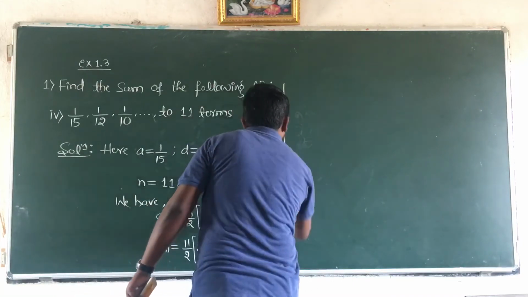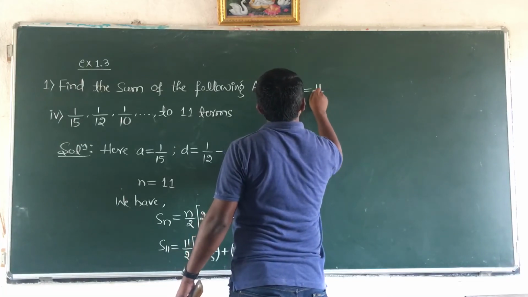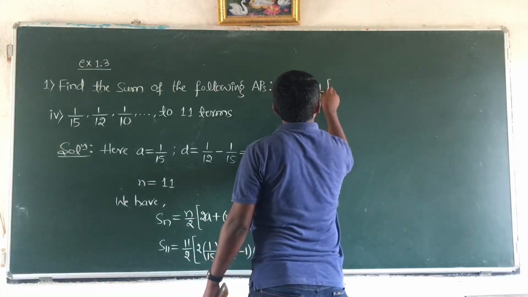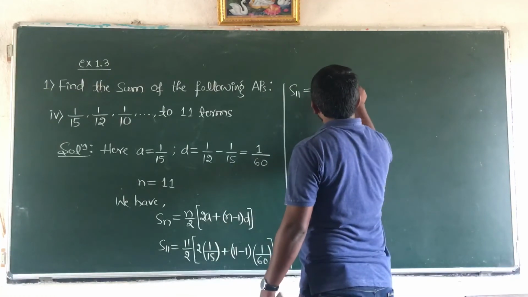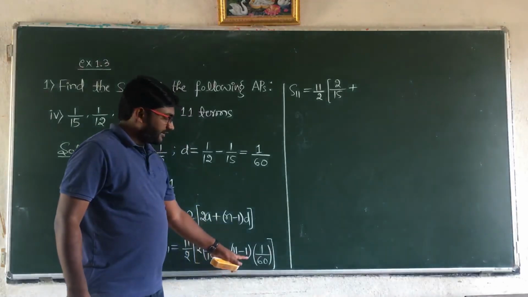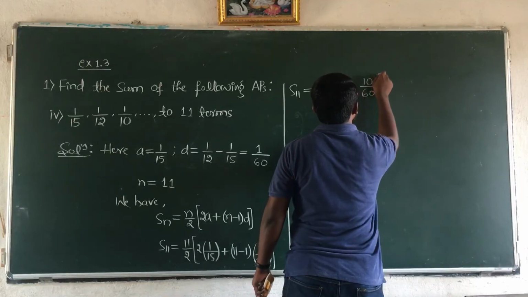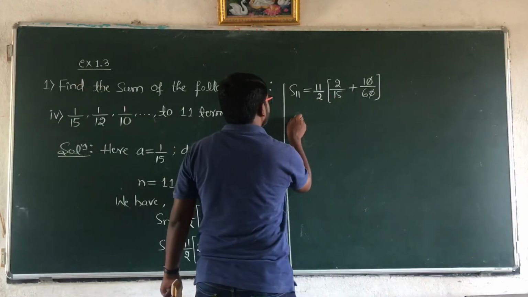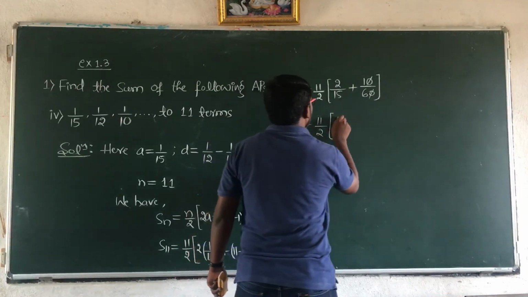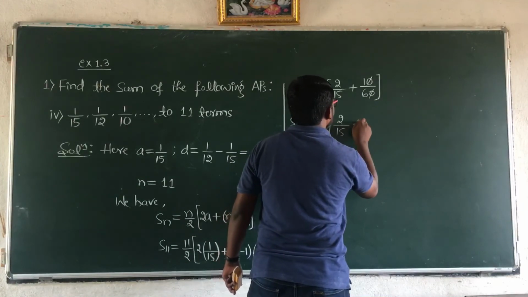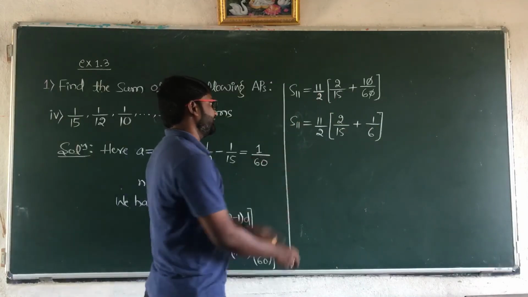So let us simplify this further. S11 is equal to 11 by 2. Inside the bracket 2 by 15 plus 11 minus 1, which is 10, so we get 10 by 60. Here this 0 and this 0 get cancelled. S11 is equal to 11 by 2 into 2 by 15 plus 1 divided by 6. Now simplify this.